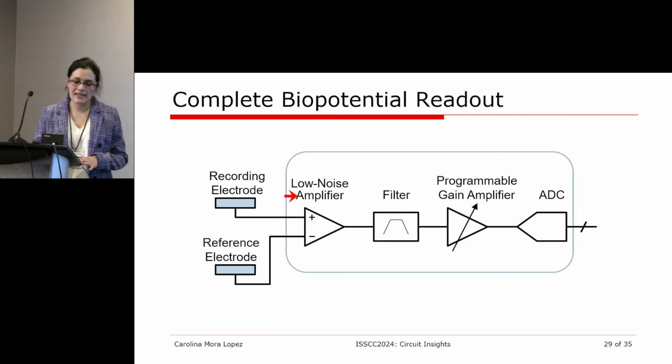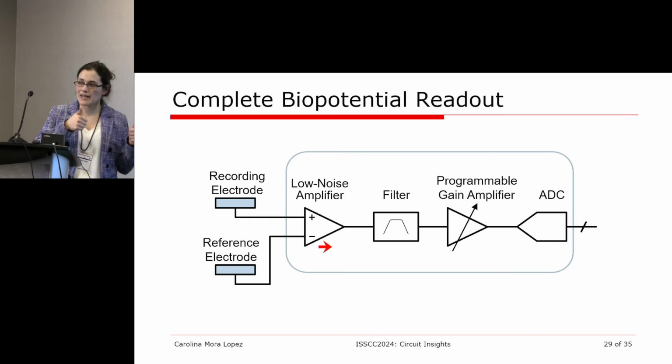So this is a component that you want to optimize as much as possible to achieve the performance that you need. The noise of the other stages normally is not so important because when you refer all the noise to the input, they will always be divided by the gain that you apply here. So if you apply a significant gain, you can make sure that the noise of the next components doesn't have a big impact on the overall noise of the system.